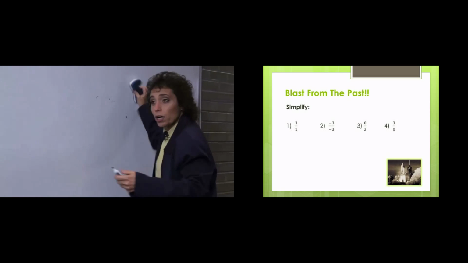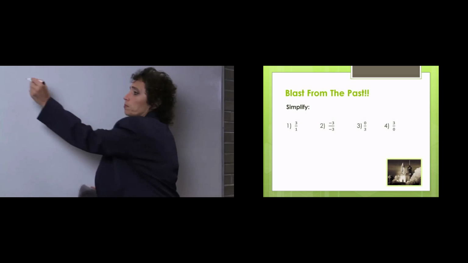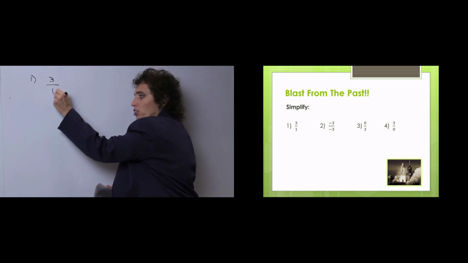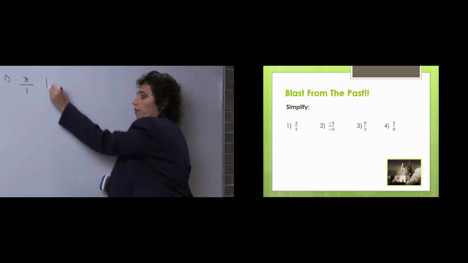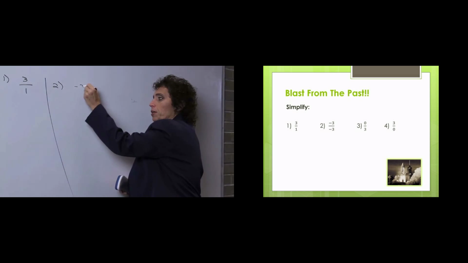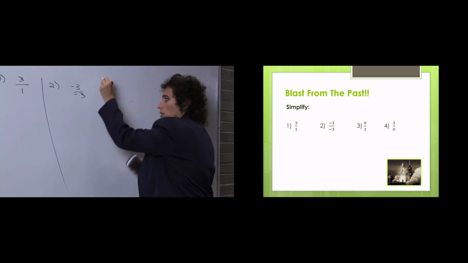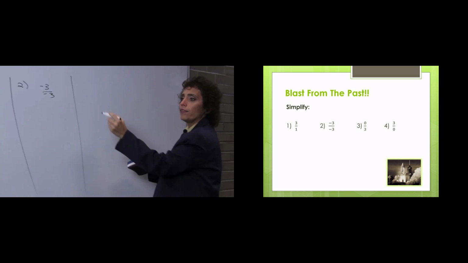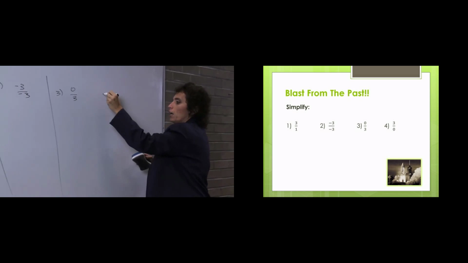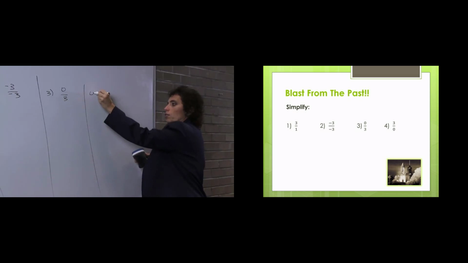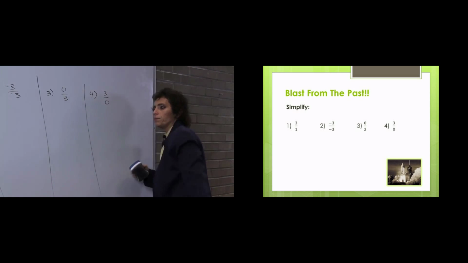Here we go. Number 1, 3 over 1. Remember, a fraction line is really just a division line. 3 divided by 1, we have negative 3 divided by negative 3. We have 0 divided by 3. And we have, finally, 3 divided by 0.